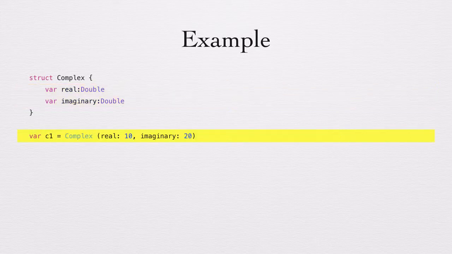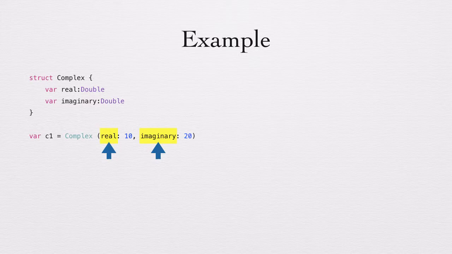You will create an instance of complex structure in your program by calling its constructor. In Swift terminology, this is called initializer. Note that we have not defined any initializer in our structure definition. When you do not provide any initializers of your own, the compiler provides its own default initializer to set the values of its properties.